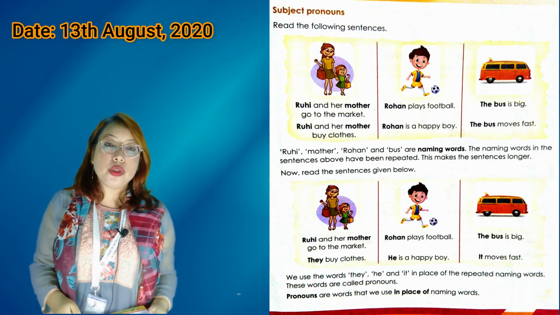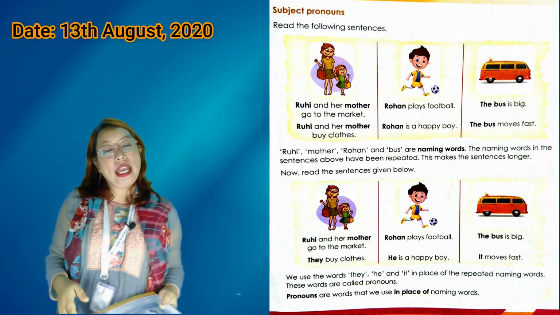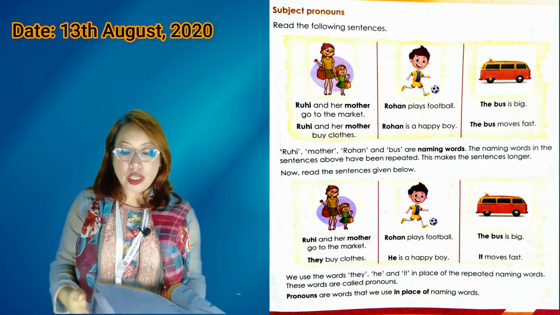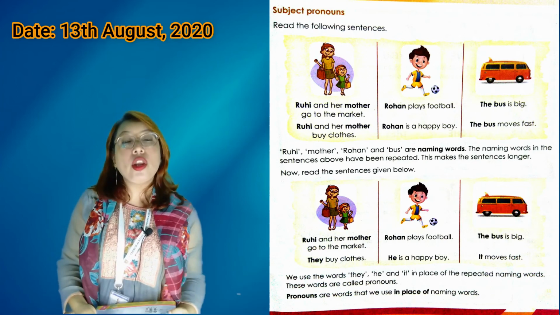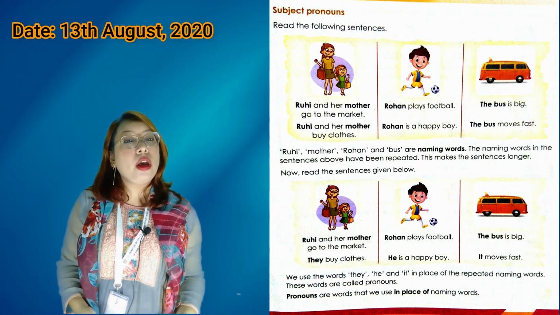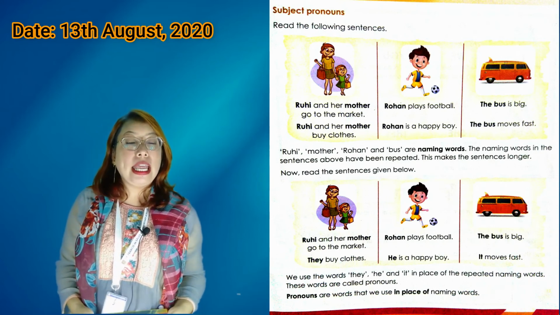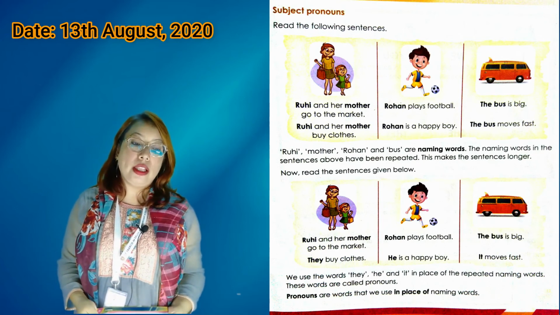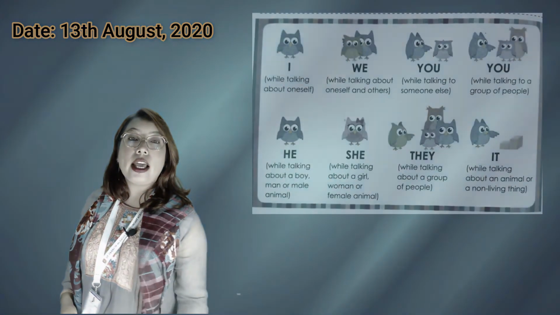Okay, so students, with that we come to the end of our class. There are some simple exercises given on page number 37 of your English workbook. Please try to do that, and I'll be assigning the homework through your Google Classroom as well. So we'll try to end our class today.